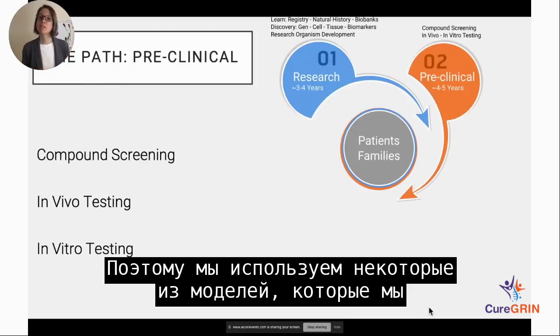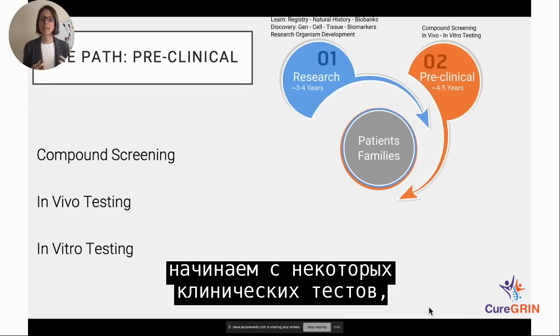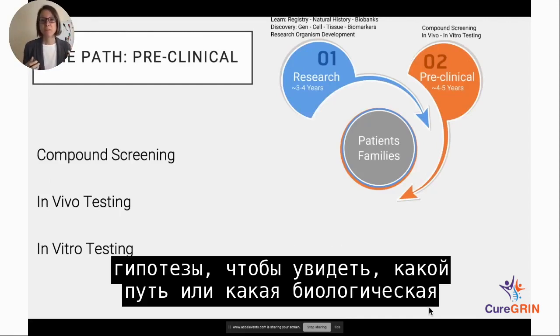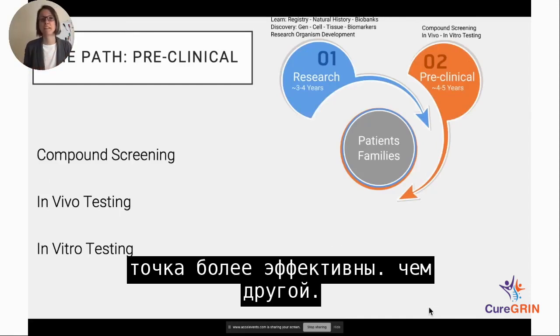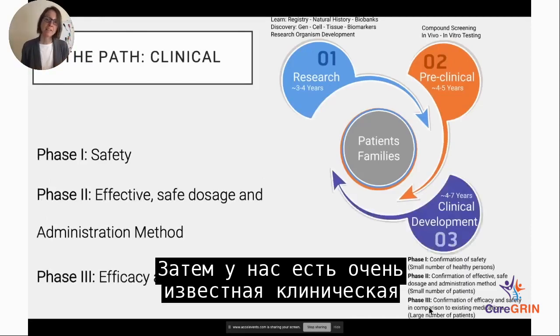Once we are at that stage, we can move to preclinical assays. So we use some of the models that we developed before, the knowledge that we gathered before, and we start with preclinical assays that will allow us to test hypotheses to see which pathway or which biological point is more affected than the other one. Then we have the very famous clinical development.